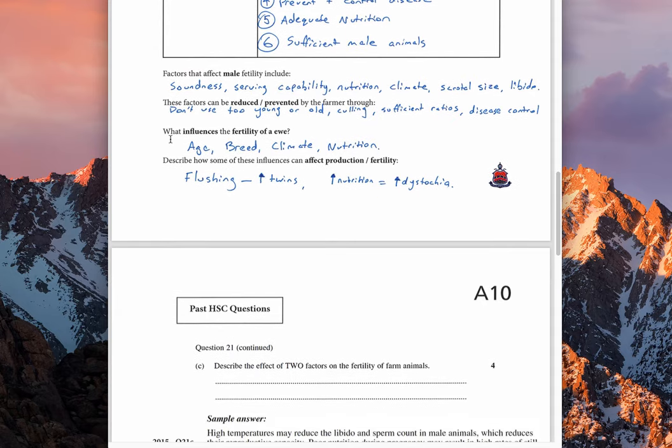This second last point here, what influences the fertility of a ewe? So things such as age, breed, climate, and nutrition all affect the fertility of a ewe, and describe how some of these influences can affect production and fertility.